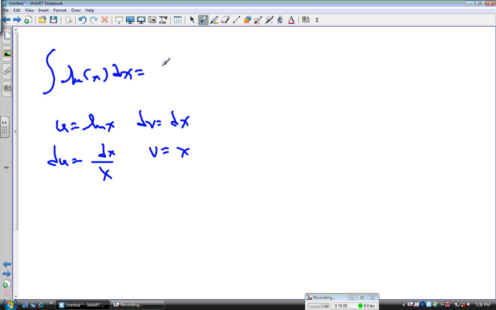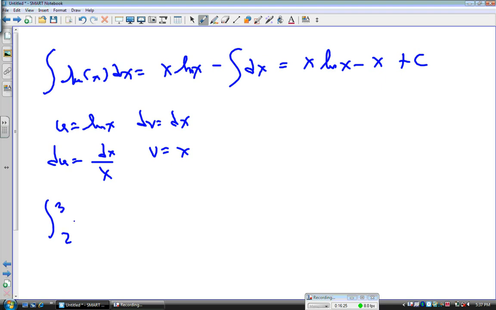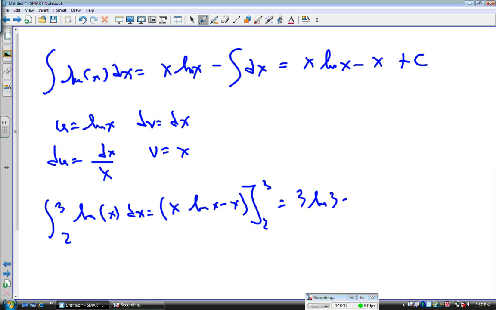So what do you get? You get x ln x minus the integral of this times this. But look, the x is canceled, so it's the integral of dx. Wow, that's pretty easy. So you get x ln x minus x plus c. Or if you were doing a definite integral, say from 2 to 3 of ln x dx, you're going to get x ln x minus x evaluated from 2 to 3. So you get 3 ln 3 minus 3, quantity, minus 2 ln 2 minus 2.